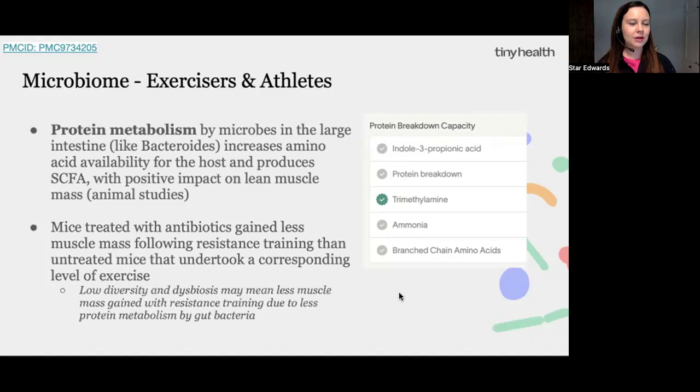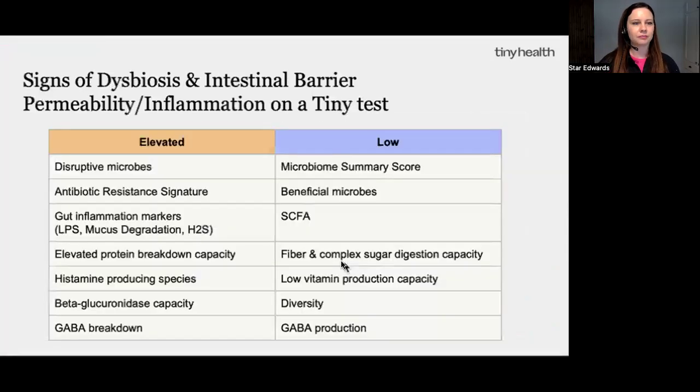So they had two groups. One mice group had antibiotics, one didn't. They both had the same training schedule. And those on the antibiotics had less lean muscle mass. That was due to the low diversity. The antibiotics killed off the diversity, and those beneficial bacteria in the gut led to dysbiosis. Those microbes weren't there to help metabolize the proteins and produce branched chain amino acids, so it wasn't as available to the host for building that lean muscle mass.